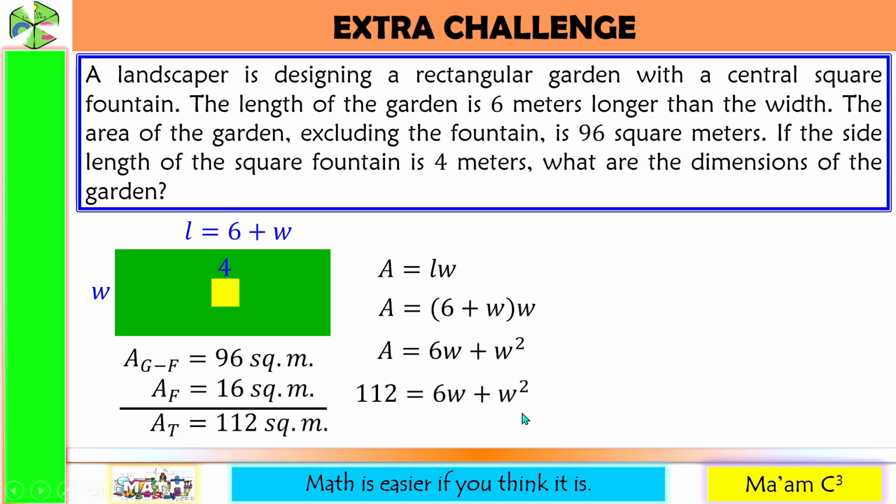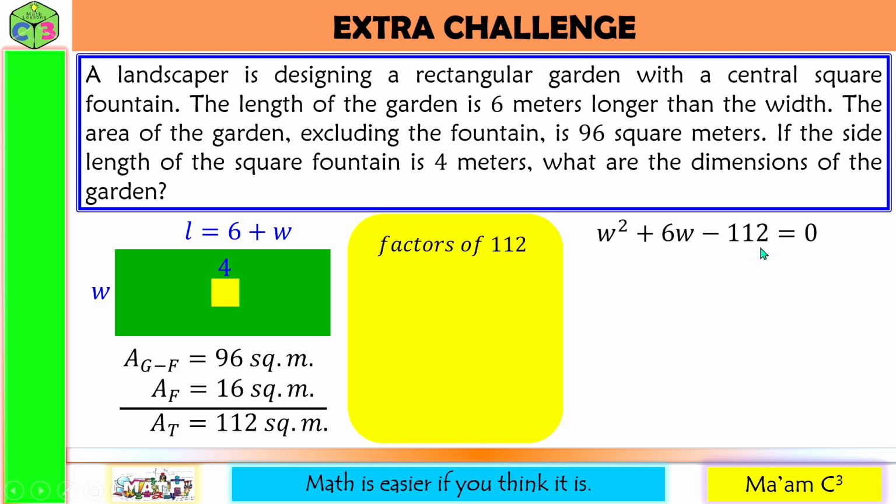Now let us rearrange this. Let us move 112 to this side and equate everything to 0. This is a trinomial where a is equal to 1. So let us get the factors of 112. That could be 1 and 112, 2 and 56, 4 and 28, 7 times 16, and 8 times 14.